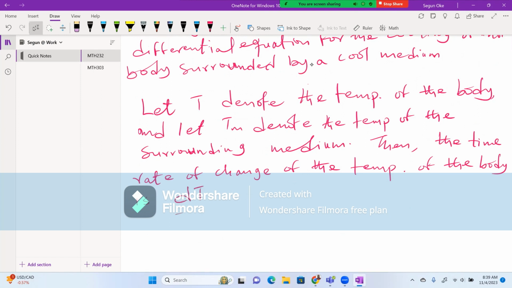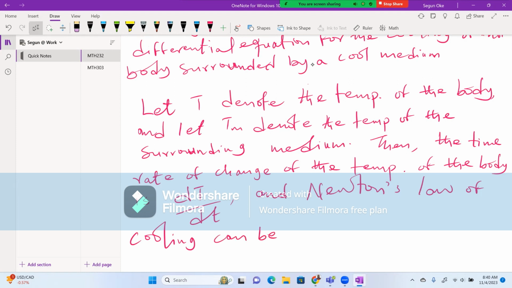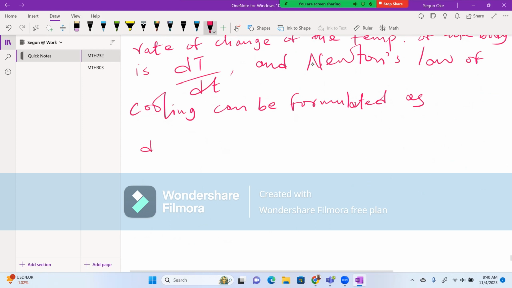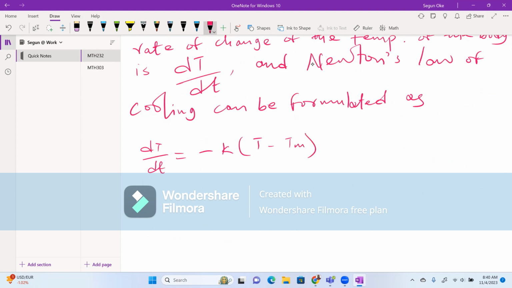is dT over dt. Remember, differentiation is all about the rate of change with time. And Newton's law of cooling can be formulated as dT/dt equals minus K times (T minus Tm). Tm is the medium.